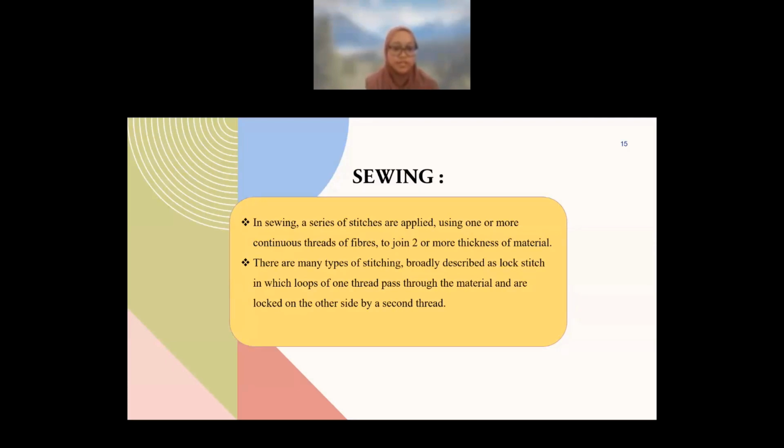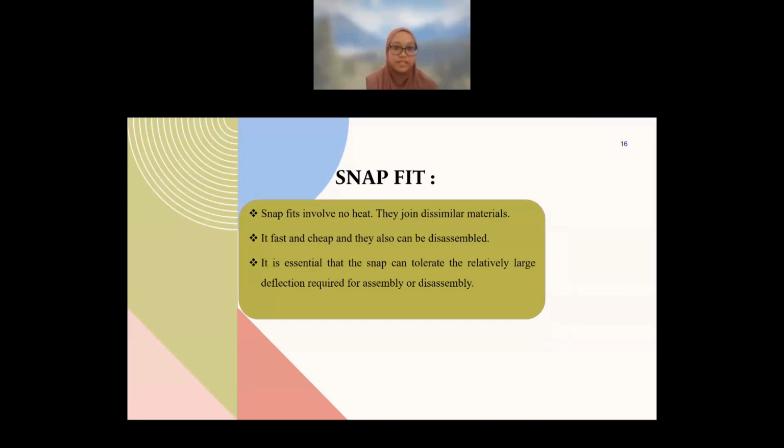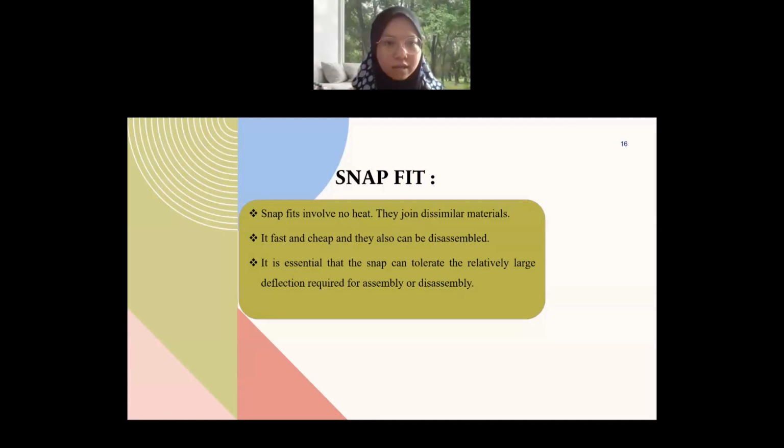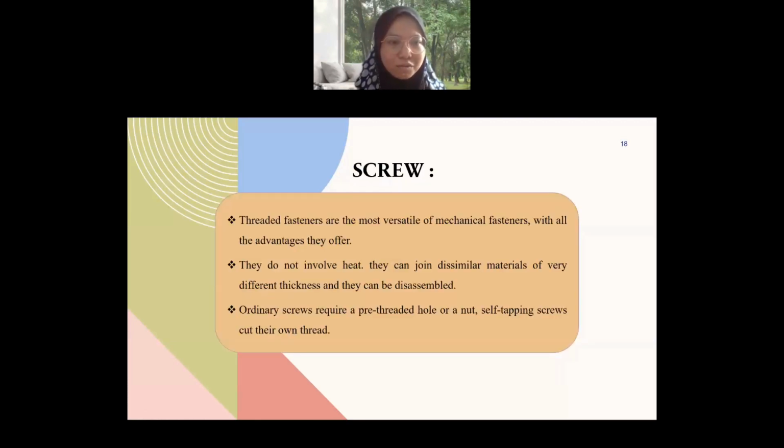Next, Shazmin. Okay, lastly, I would like to explain about snap fit. Snap fits involve no heat. They join dissimilar materials. It is fast and cheap, and they also can be disassembled. It is essential that the snap can tolerate the relatively large deflection required for assembly or disassembly. Okay. Next is screw.